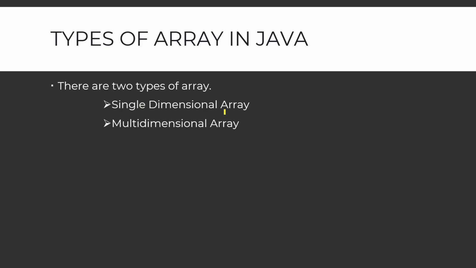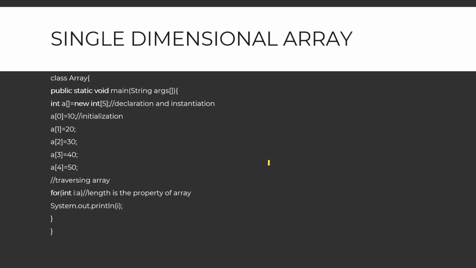Next are the types of arrays in Java. You can see there are two types. One is the single dimensional array and the other is the multi-dimensional array. Let's see them one by one. So what is a single dimensional array? Single means it has only a single index.